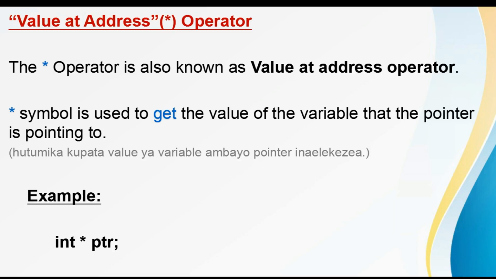Symbol ya pili ni ile star symbol. Hii star symbol inatumika kuchukua ile value ya variable, ile ina point to the pointer. So inachukua nini? Value ya variable ambayo pointer ina point to. Sawa sawa. Sasa hii ni example ya star, int star, this is the name of the pointer, semicolon.